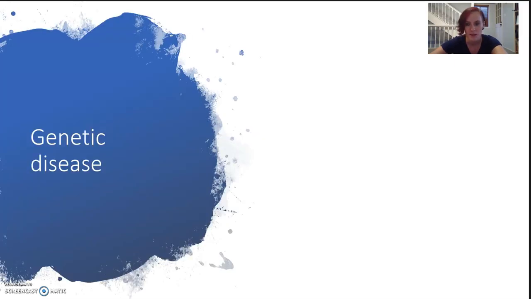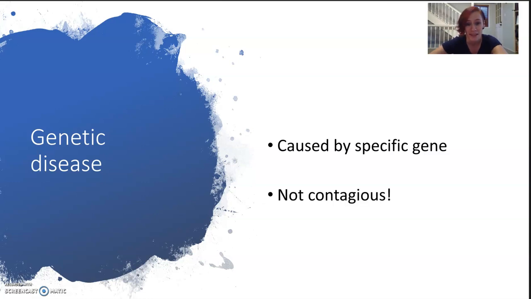Okay, let's talk about genetic diseases. They are caused, obviously, by a specific gene, and there's about 4,000 in humans alone. So, add that multiple more to other species. Now, most genetic diseases are pretty rare, and they're not contagious. That's the important part. These are diseases, but not like the diseases that we talk about in everyday life.